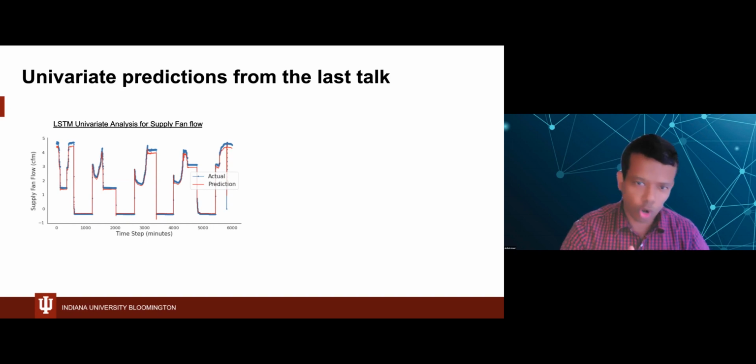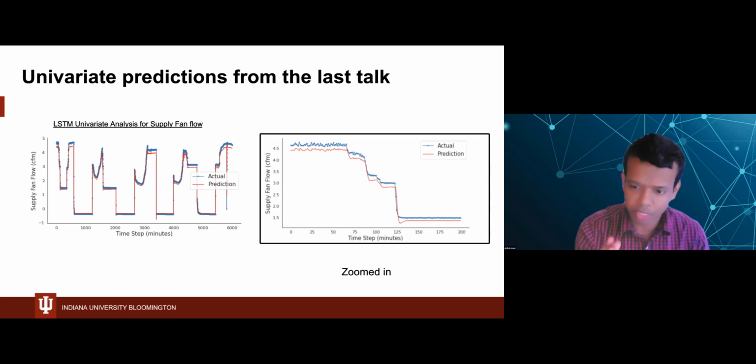And if we ignore all other data available, just consider this one particular time series, we can still capture almost accurate prediction of the data by using a time series-based machine learning model, LSTM. If I zoom in, we see that they are very similar, but there is still some gap. That means your prediction is following the actual values, but there is still room for improvement because we can still improve the accuracy. That was the content in the previous talk.